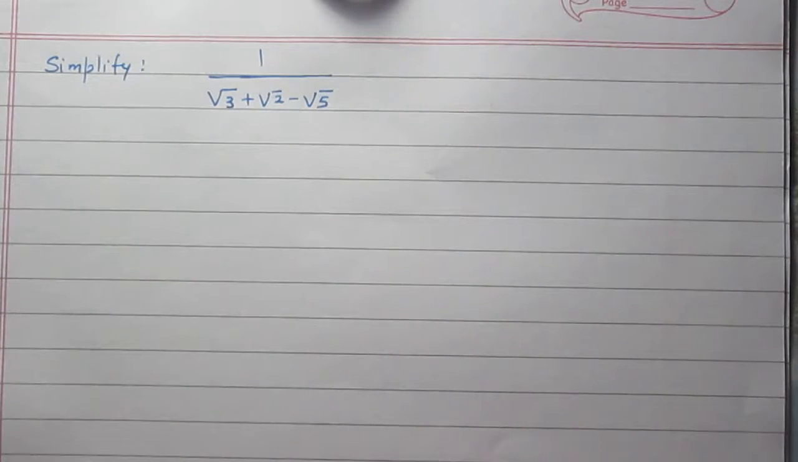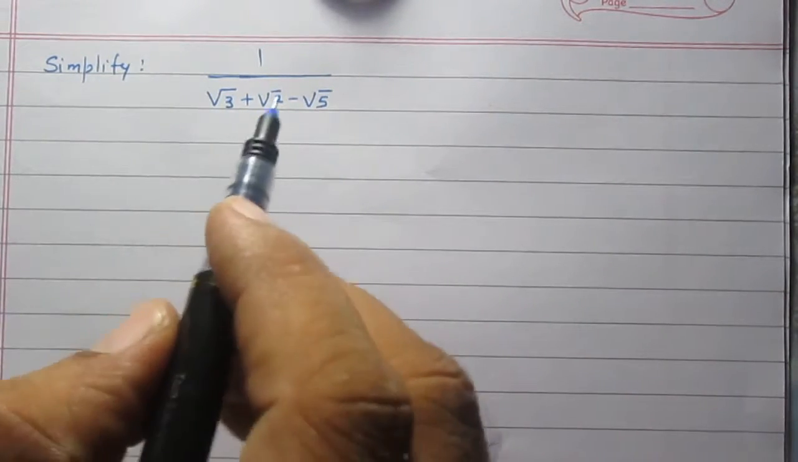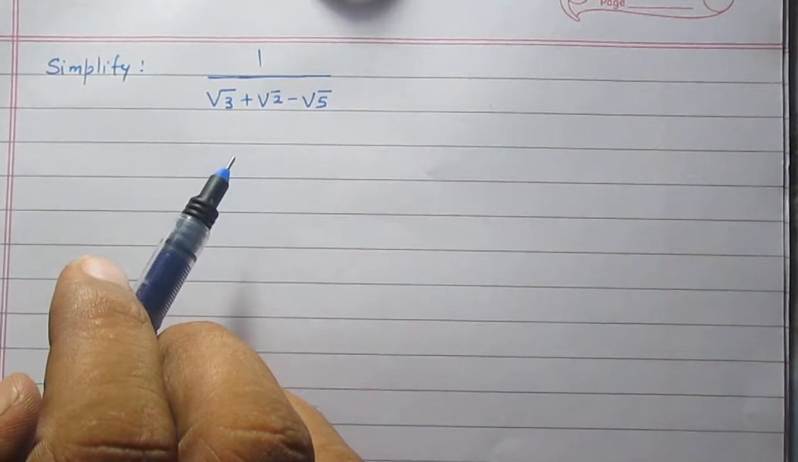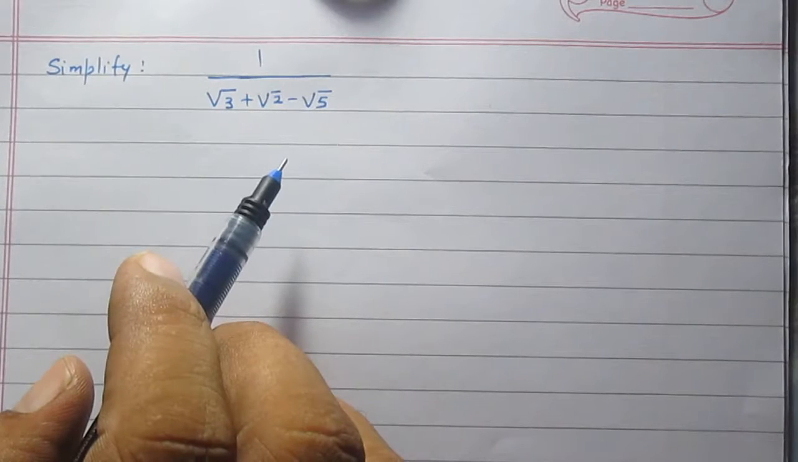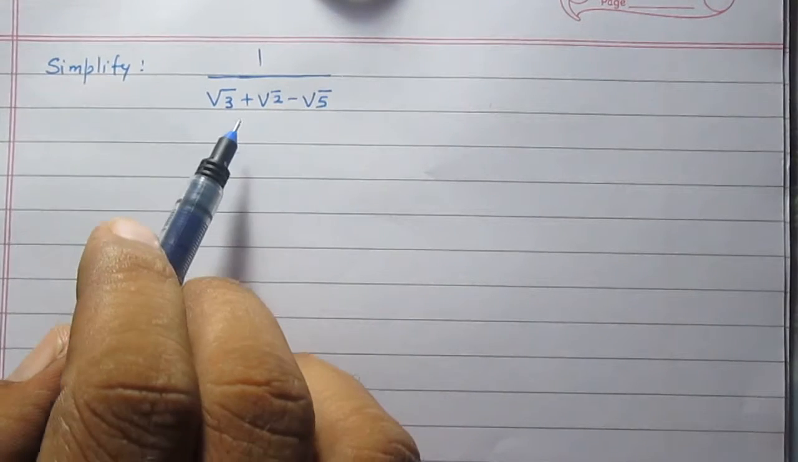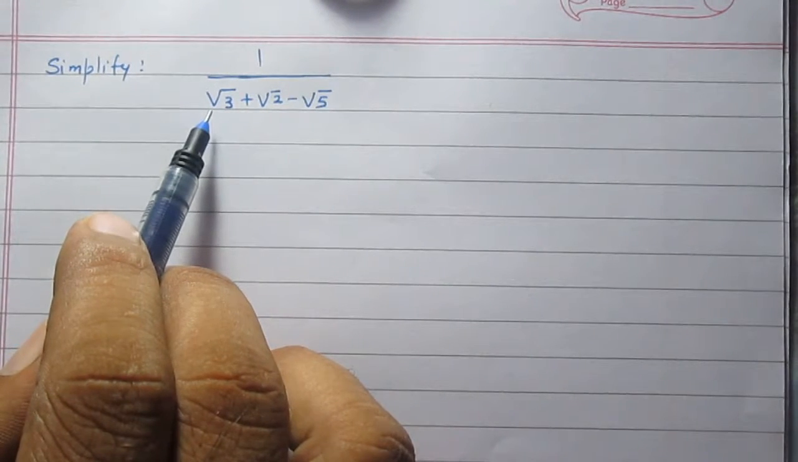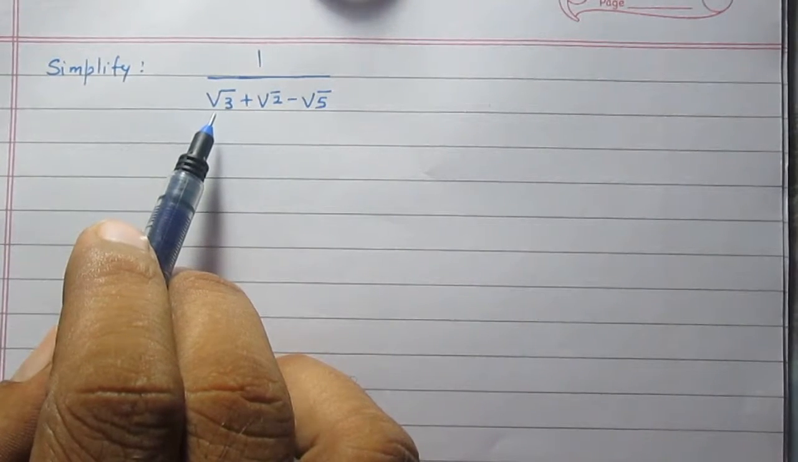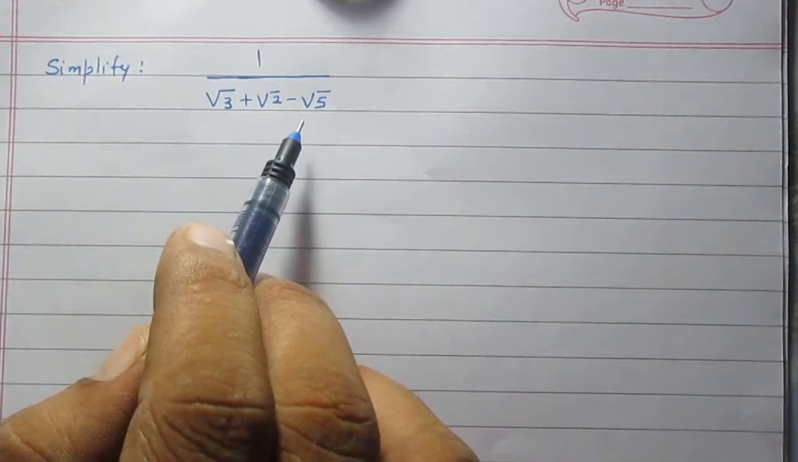In this question, we are to simplify a fraction whose denominator is irrational. So, we will have to rationalize the fraction. But before rationalizing it, let us consider the denominator. We will have to rearrange the terms of the denominator.